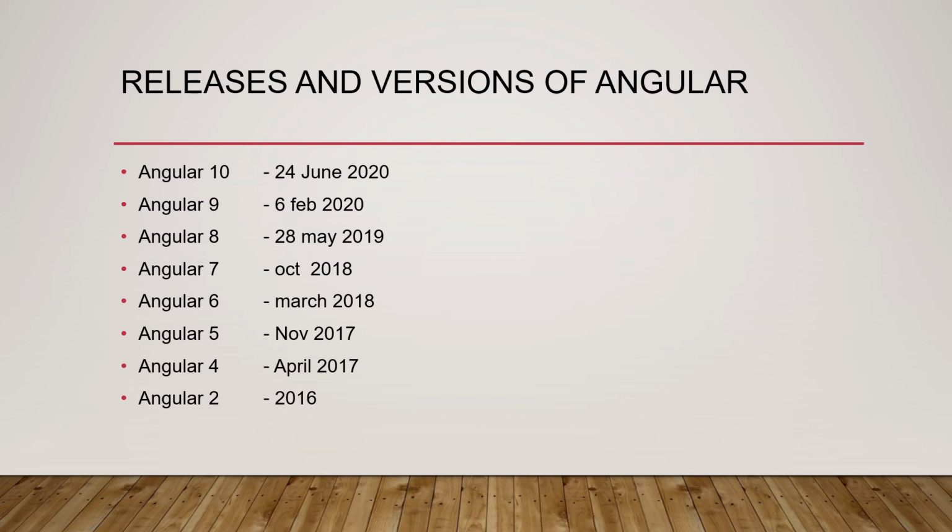Let's get into the releases and versions of Angular. In recent times, Angular major versions are released twice a year, and minor releases in between every 1 to 3 months. And all the patches are frequently getting released.